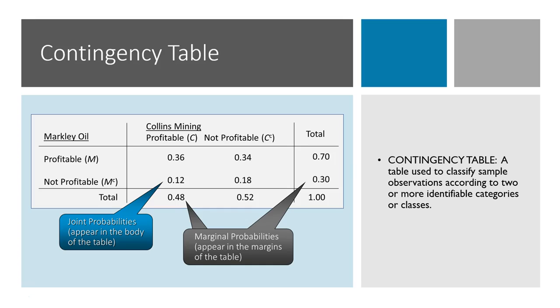Sometimes when you see contingency tables, they're not always represented in terms of probability. Sometimes they give you the actual number of occurrences that satisfy those criteria. So sometimes it's also helpful, if you're saying that I have a 0.36 joint probability, to assume that you're working with 100 events. So you could very easily see 36 for your joint probability of Collins Mining being profitable and Markley Oil being profitable. So contingency tables can be very useful in helping you figure out these different relationships to determine what probability you need to be looking at.